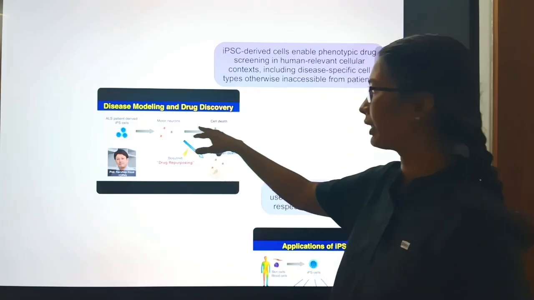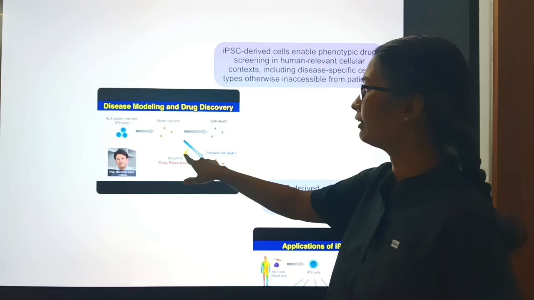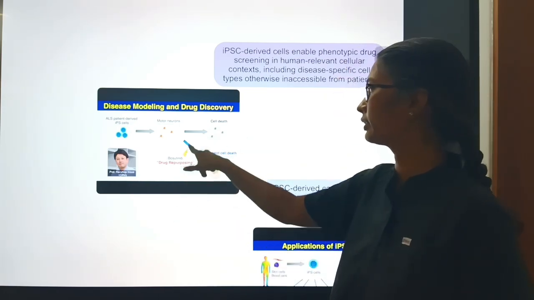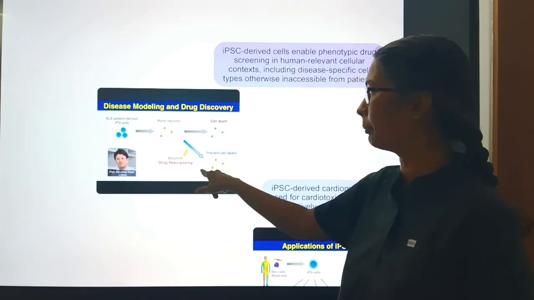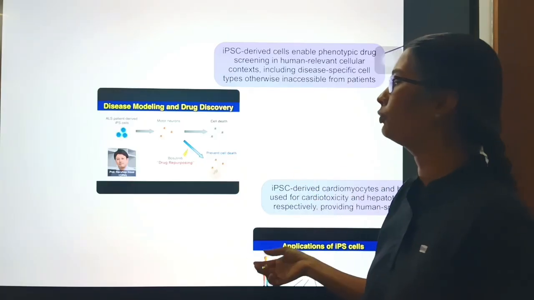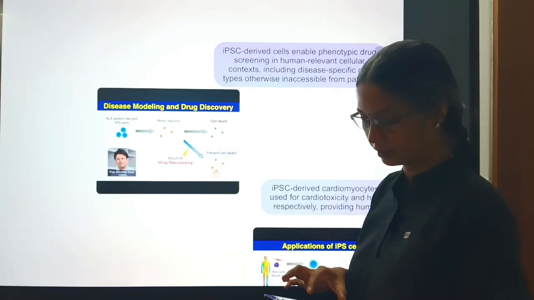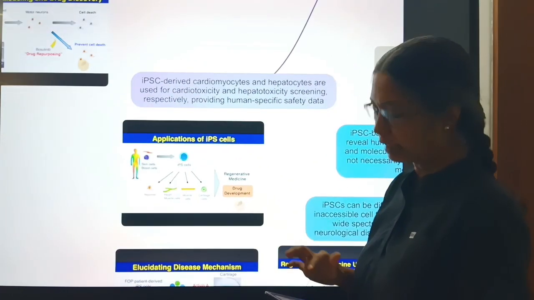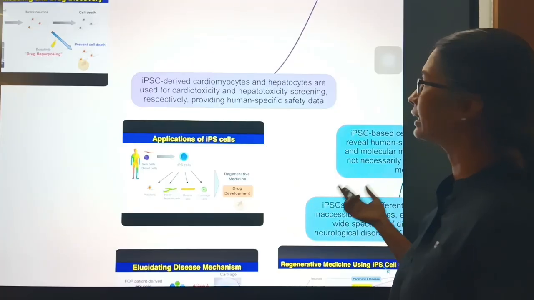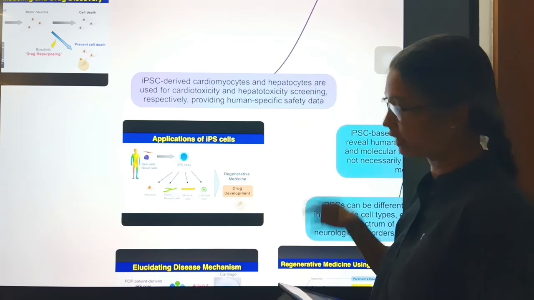So they were able to find out the mechanism of cell death happening here, and then they tried different agents to stop the cell death and found that bosutinib, which is used for some other treatment, prevented the cell death. This is called drug repurposing, where a drug used for some other purpose is tried for another novel purpose. So this is how they can find a drug for that particular pathology using iPSCs. And iPSC-derived cardiomyocytes and hepatocytes are used for cardiotoxicity and hepatotoxicity screening, providing human-specific safety data. So here we can derive the safety data of a particular drug using iPSCs.